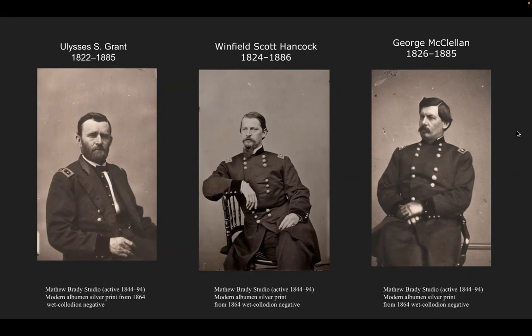And these were albumen prints, silver negatives, wet collodion negatives. So the same wet collodion process that was used on the battlefield was used in the studios. Brady would invite his clients to the studio, sit and pose them, record the images, and go through the developing process. And we have these artifacts today.